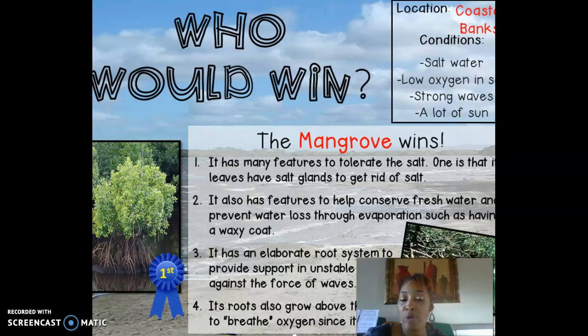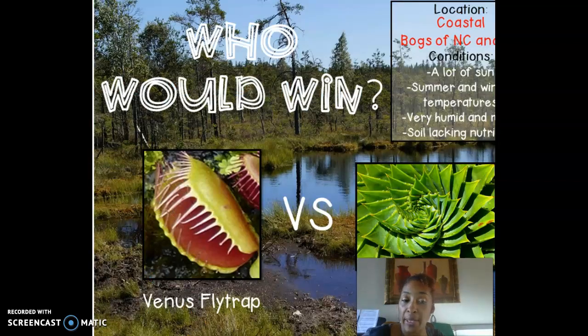It has an elaborate root system to provide support in unstable soil and against the force of the waves. It can live in salt water, low oxygen. It can live against strong waves and against the strong sun. Who will win? The Venus flytrap or the spiral aloe? Take a minute to jot down your thoughts.